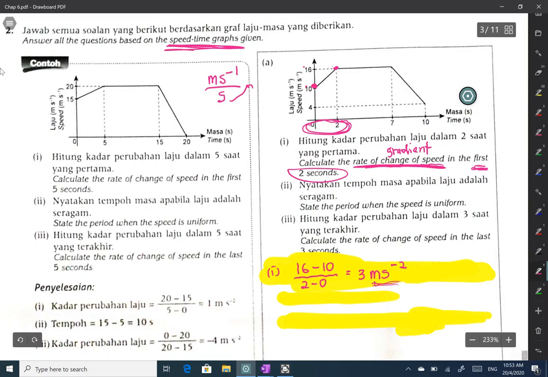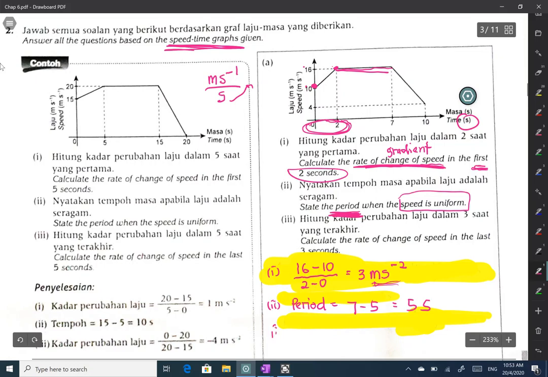Okay, state the period when the speed is uniform. That means no changes. State the period. So I want to know the time. 我要知道时间. So number 2, the period is from 7 minus 2 equal to 5 seconds.